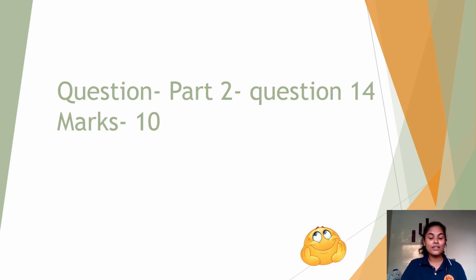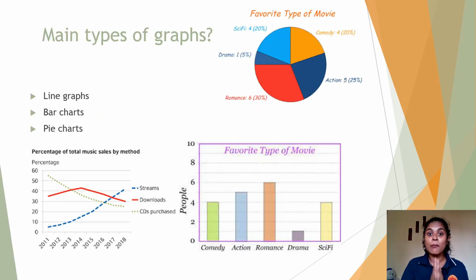Let's see what we have to do in this answer. First, let's see what the main types of graphs are. There are three types of graphs: line graphs, pie charts, and bar graphs. Line graphs are quite a bit complicated, so that's why in the question paper for the O-levels, what we get is either a pie chart or a bar graph. Both of these graphs are easy, and let's see how we should go through this graph.